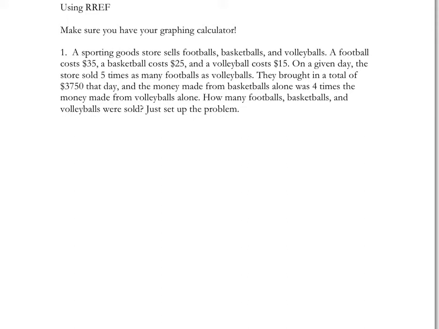A sporting goods store sells footballs, basketballs, and volleyballs. A football costs $35, a basketball $25, and a volleyball $15. On a given day, the store sold 5 times as many footballs as volleyballs. They brought in a total of $3,750 that day, and the money made from basketballs alone was 4 times the money made from volleyballs alone. How many footballs, basketballs, and volleyballs were sold?